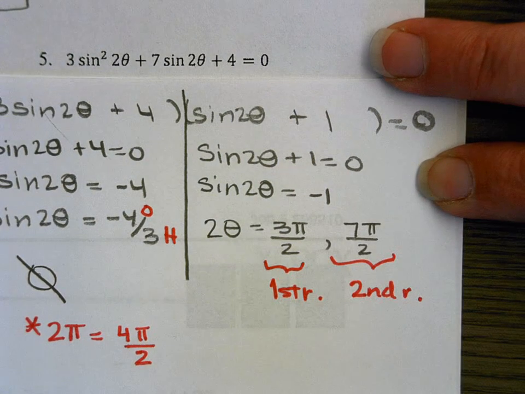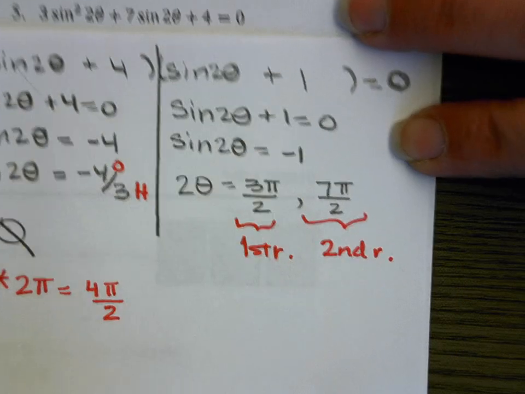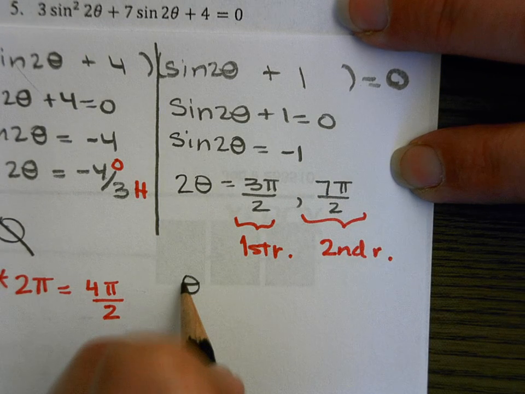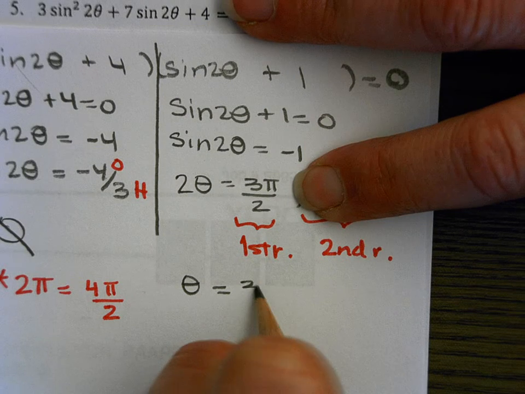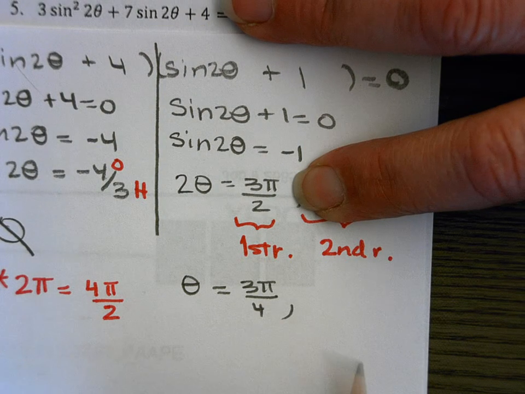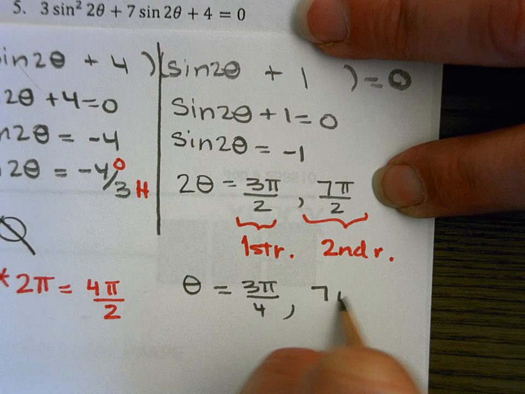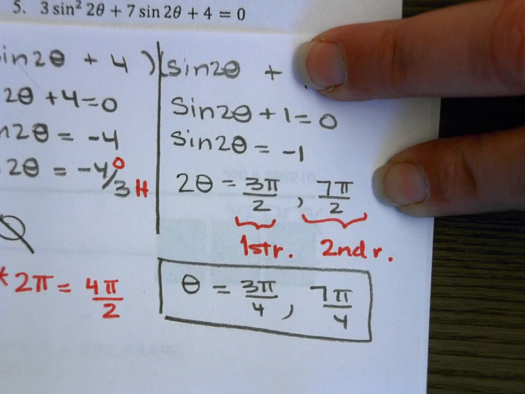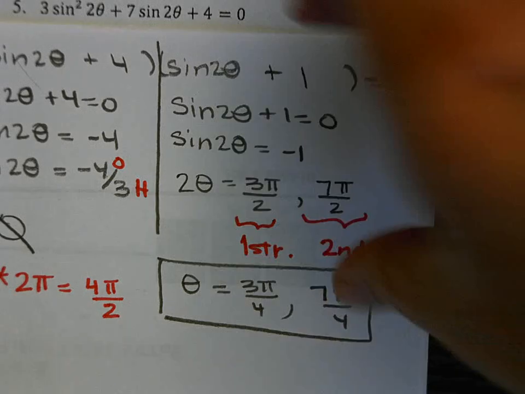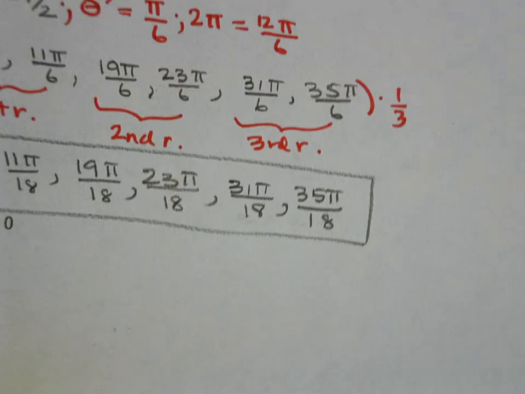And then my final step is to solve for theta, and I'm going to do that by dividing by 2 or multiplying by 1/2. So when I multiply by 1/2, I would get 3 pi over 4, multiply by 1/2, 7 pi over 4. And so I only get 2 answers out of that whole problem. And one more here, so let's take a look at question number 6.